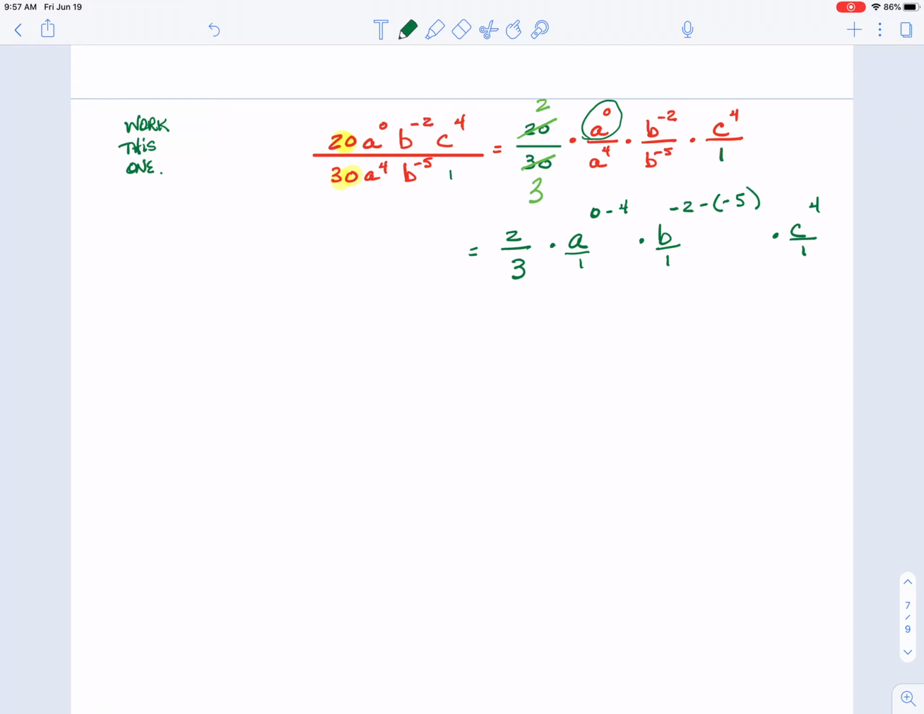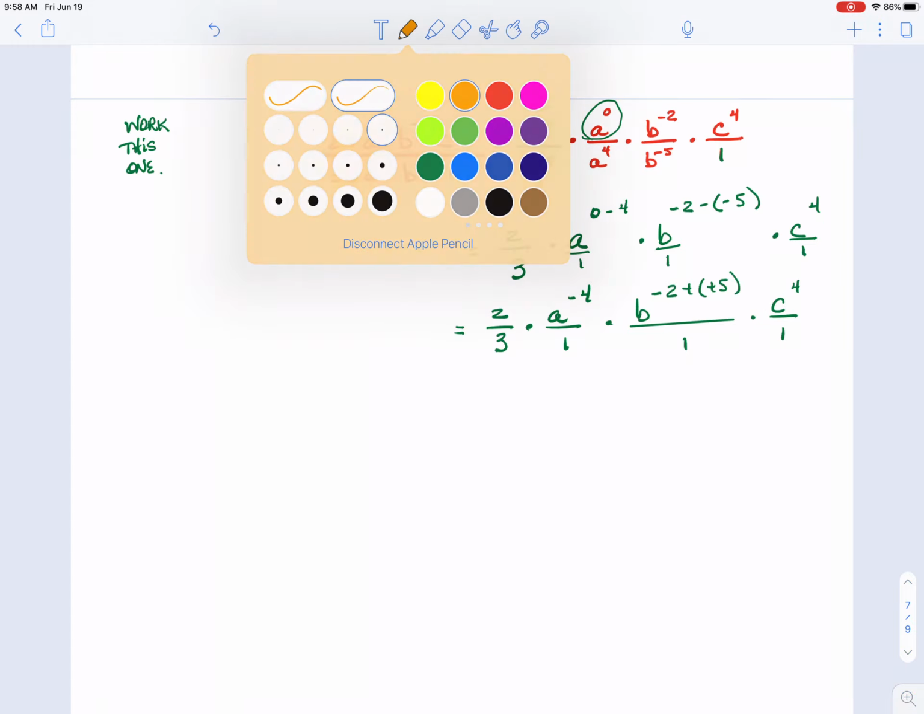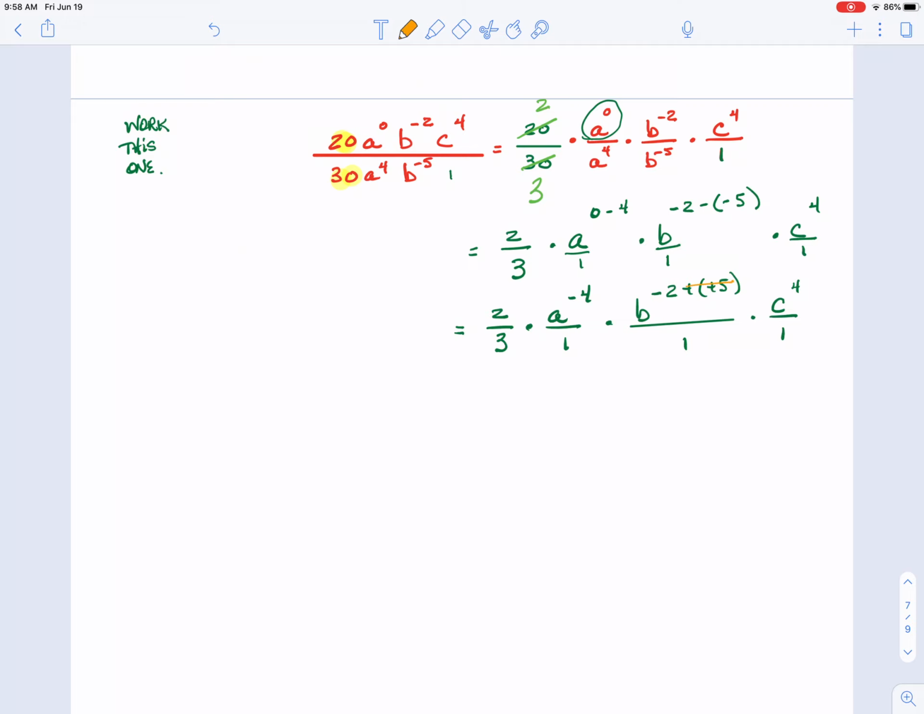So again, I hope you can see it's important to track what's on which level. So here's my 2/3. I'm just going to hold on to that. Here is A to the -4. I'm going to keep that over 1. Here is B to the -2 plus +5. And here's C to the 4th. So don't forget these sign changes. Whoops, I didn't mean to do that. Don't forget these sign changes right here when you see the subtraction of a negative.